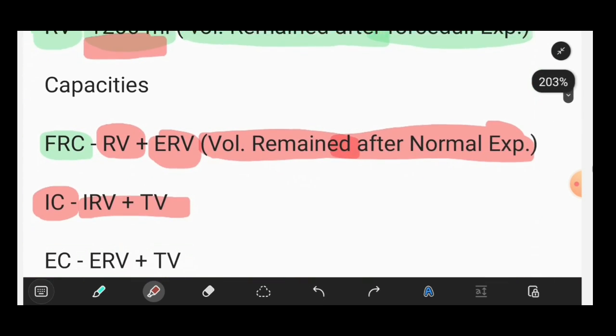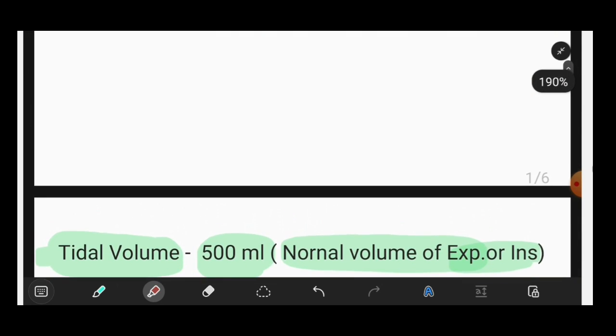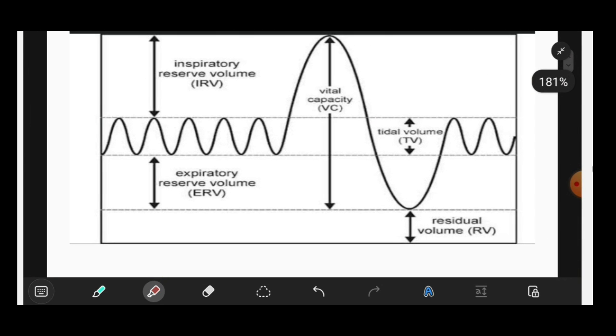Now guys, next, expiratory capacity. Expiratory capacity is the expiratory reserve volume plus tidal volume. So in the graph, expiratory capacity will be expiratory reserve volume plus this tidal volume. The graph will be about this portion is the expiratory capacity. These are very important guys.